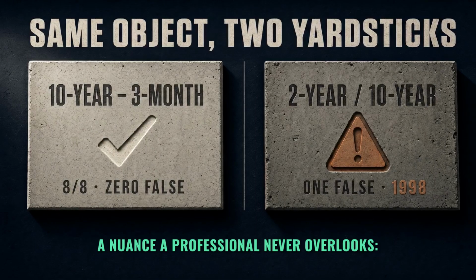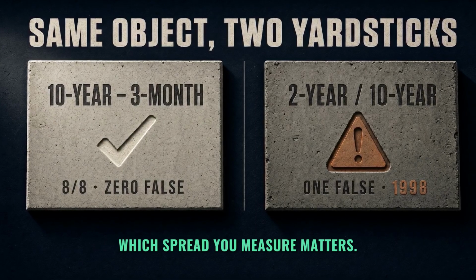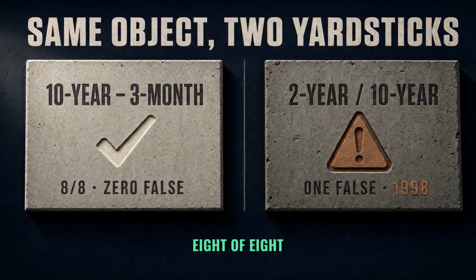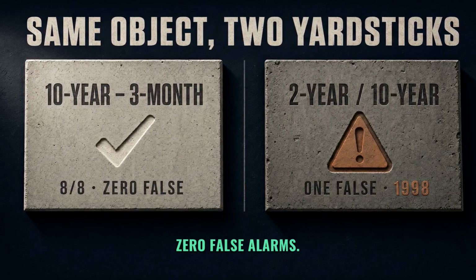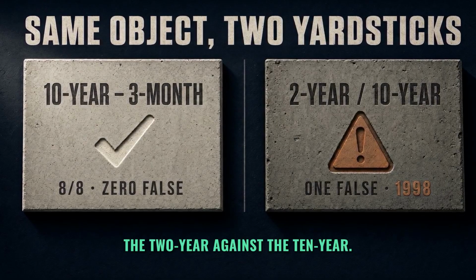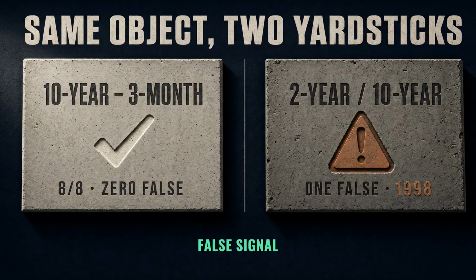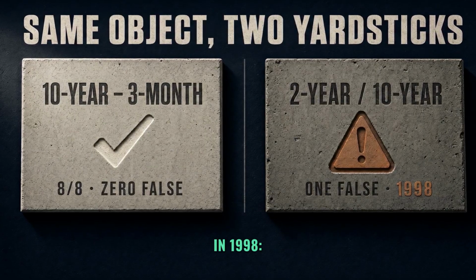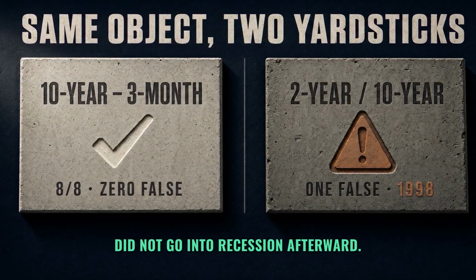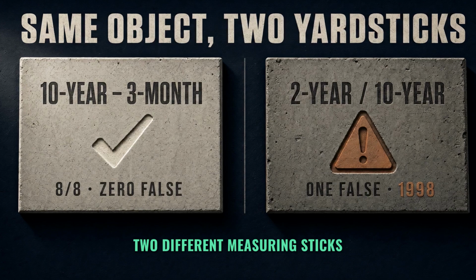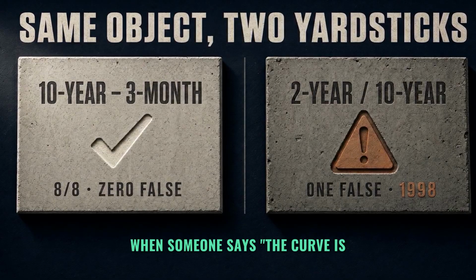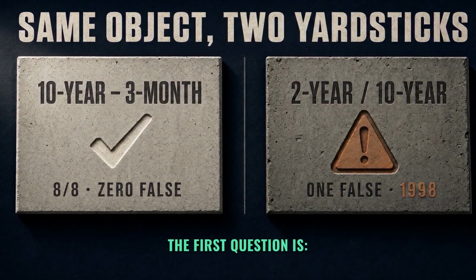Now, a nuance a professional never overlooks. Which spread you measure matters. The one with the clean record is the 10-year minus 3-month. 8 of 8. 0 false alarms. But there is another widely cited version. The 2-year against the 10-year. And that one did give a false signal. Just one in 1998. The curve inverted and the economy did not go into recession afterward. Same object, 2 different measuring sticks, and only one of them has the perfect track record. When someone says the curve is inverted, the first question is, which one?